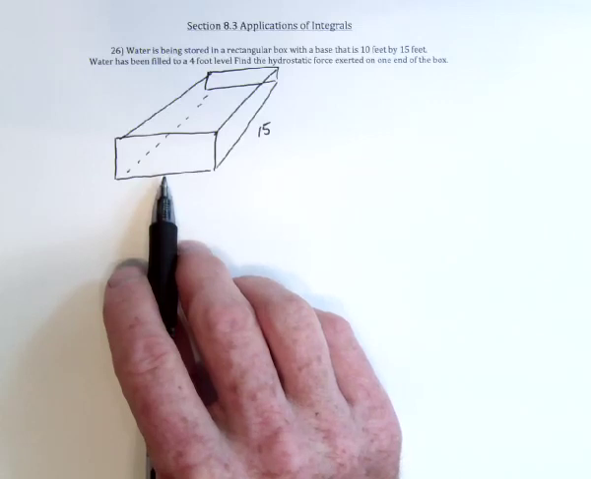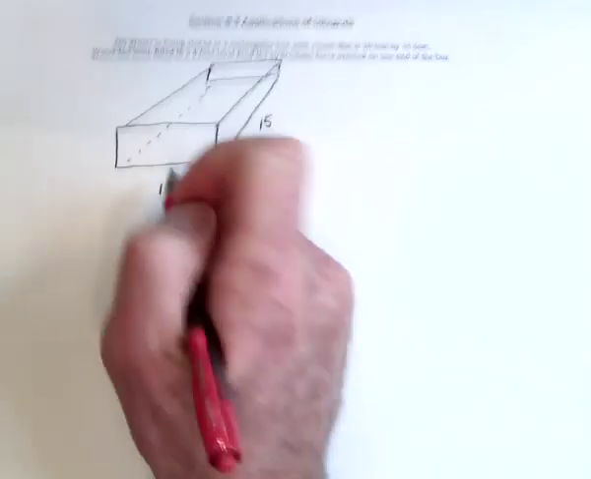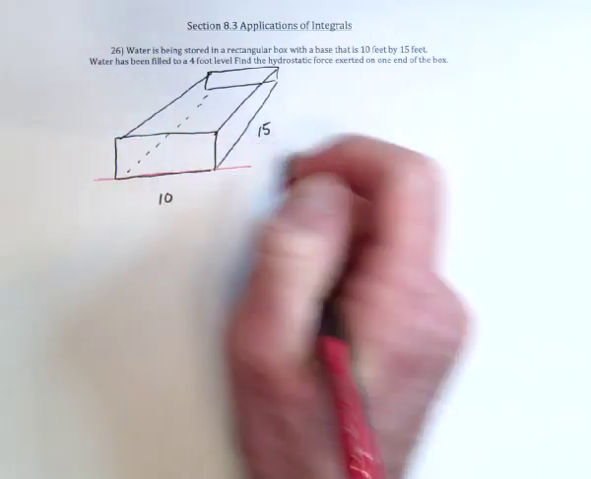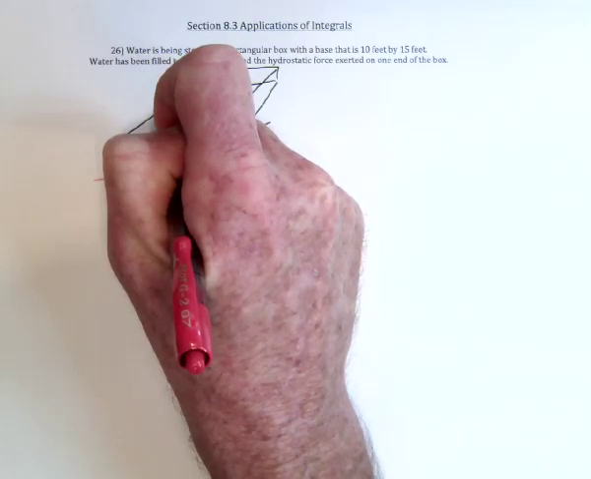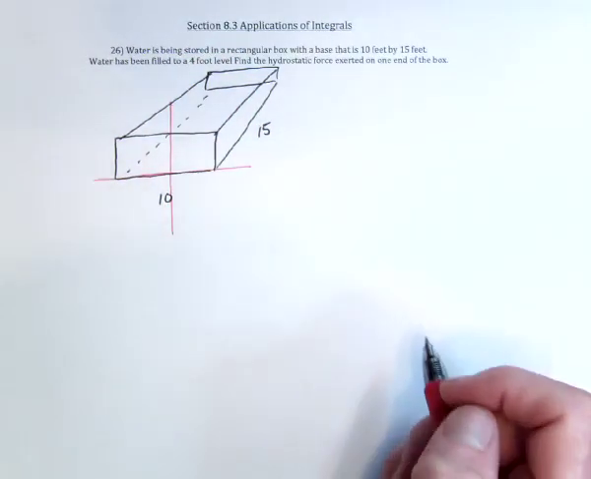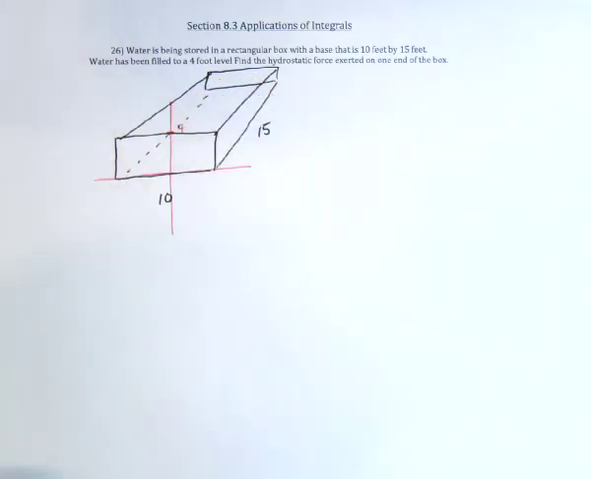One thing I need is a coordinate system. I need to know where to put x and y, so I'm going to say that this is going to be my x-axis, and then right through the middle of it will be the y-axis. So we've got this water level going up to a height of 4.